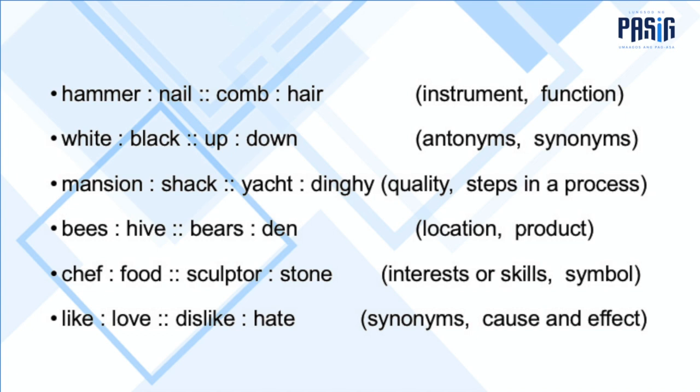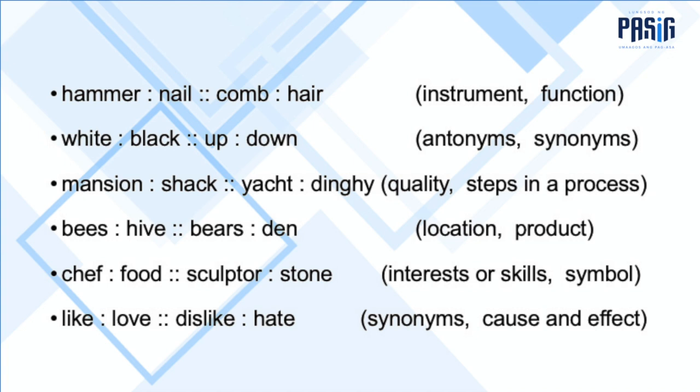Next, white is to black, as up is to down. Is the relationship antonyms or synonyms? Another is, mansion is to shack, as yacht is to dinghy. Is it quality or steps in a process? How about bees is to hive as bears is to den? Is the relationship location or product?